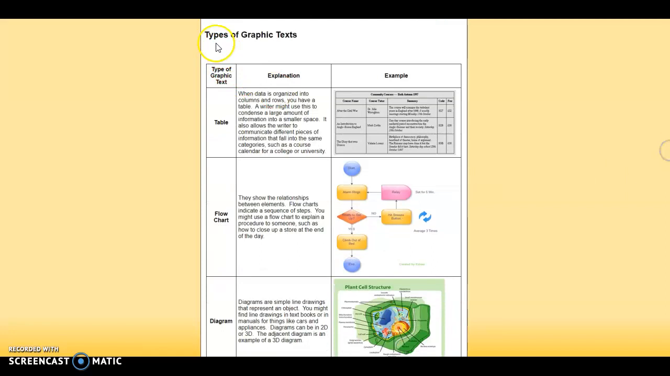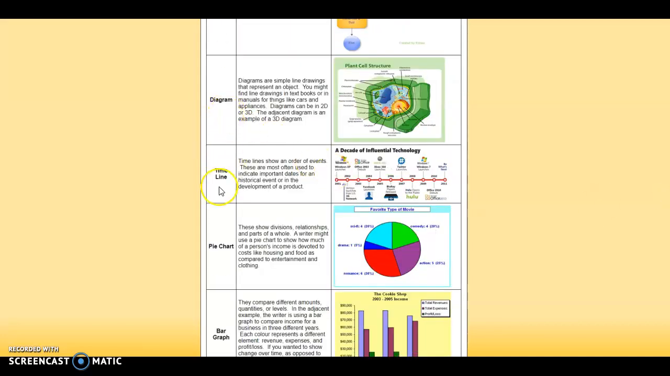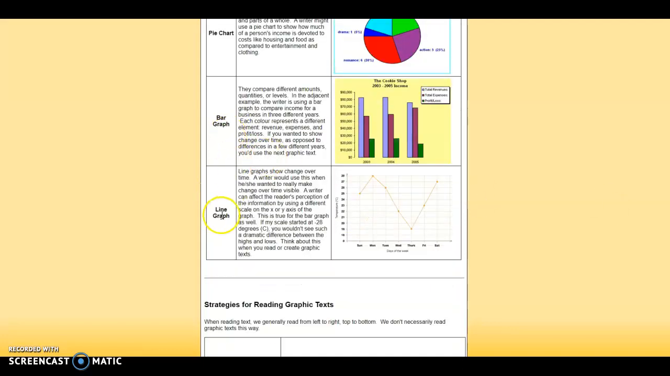So we have a number of different types of graphic texts, and this is certainly not all of them. This is just a listing of some of the most common ones that you would find. And most of them you've probably seen before in other classes or in just generally reading on your own in magazines and in textbooks. And so we have tables, flowcharts, diagrams, timelines, pie charts, bar graphs, and line graphs. And for each type, you have a little explanation, and then you have an example that you can take a look at.